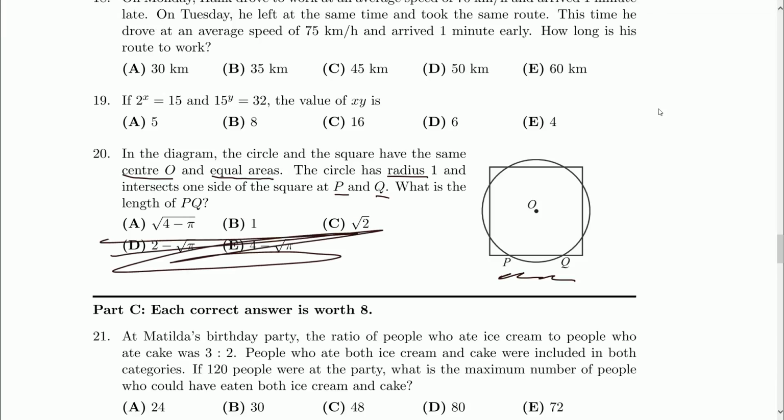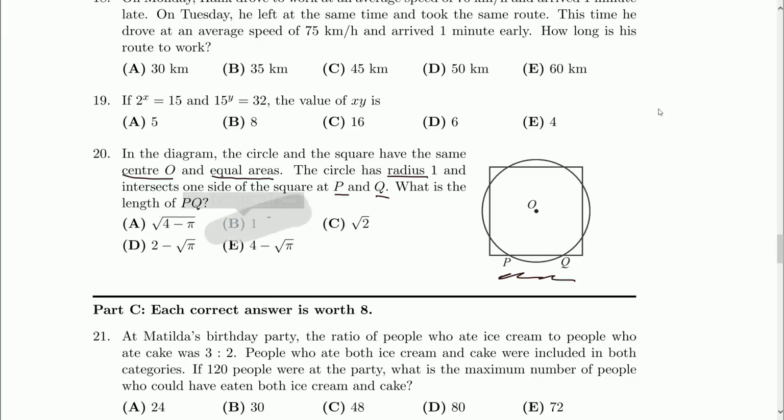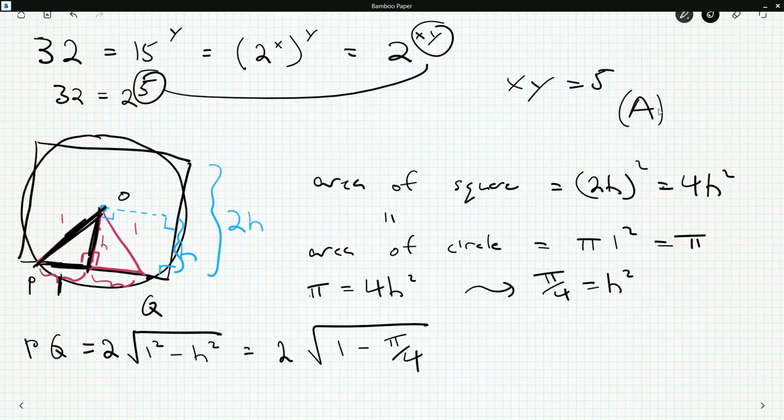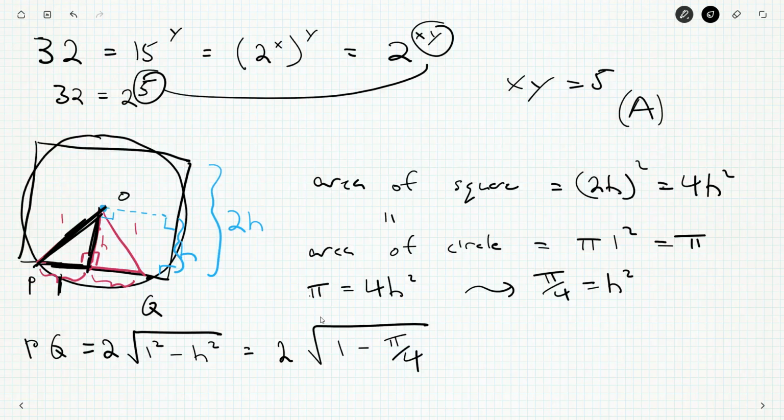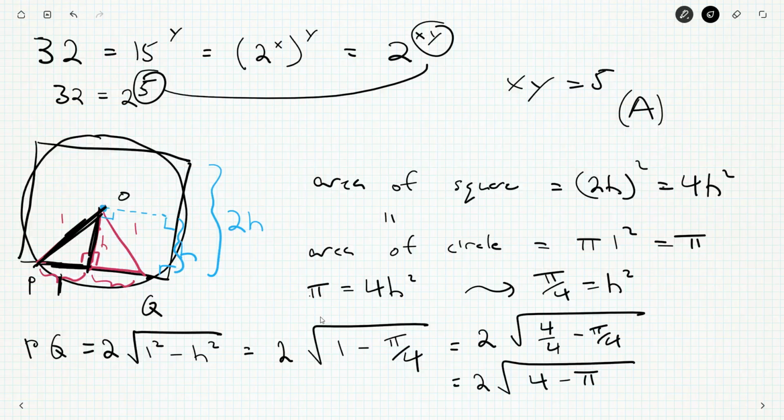And then what are the possibilities? I don't see it anywhere in here. Rats. Okay. So what could I do? Well, I've got to make my answer look a little more like their answers. 2 and then root of 1 minus pi by 4. I noticed there are no fractions in their answers, so here's what I'm going to do. I'll get 2 root 4 over 4 minus pi by 4, that's 2 root of 4 minus pi, all over 4.